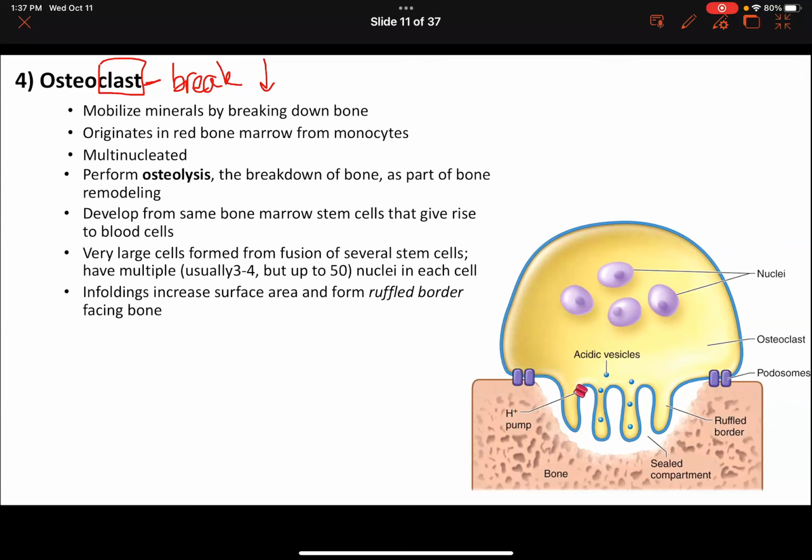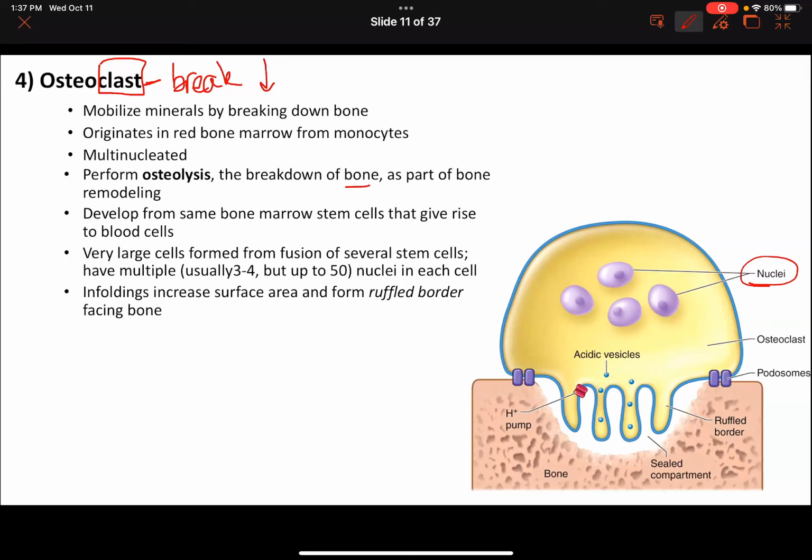So this osteoclast, the cell type, originates in the red bone marrow, and it comes from monocytes. As you can see in this image, it's got multiple nuclei, so it's a multinucleated cell. It performs what we call osteolysis, or lysis of bone cells. So it's the breakdown of bone, and this is especially important in remodeling of bone.